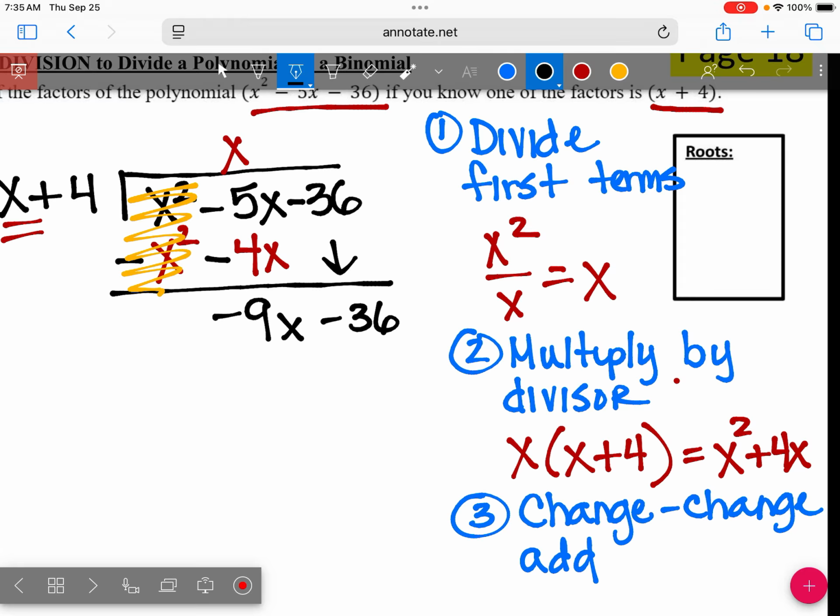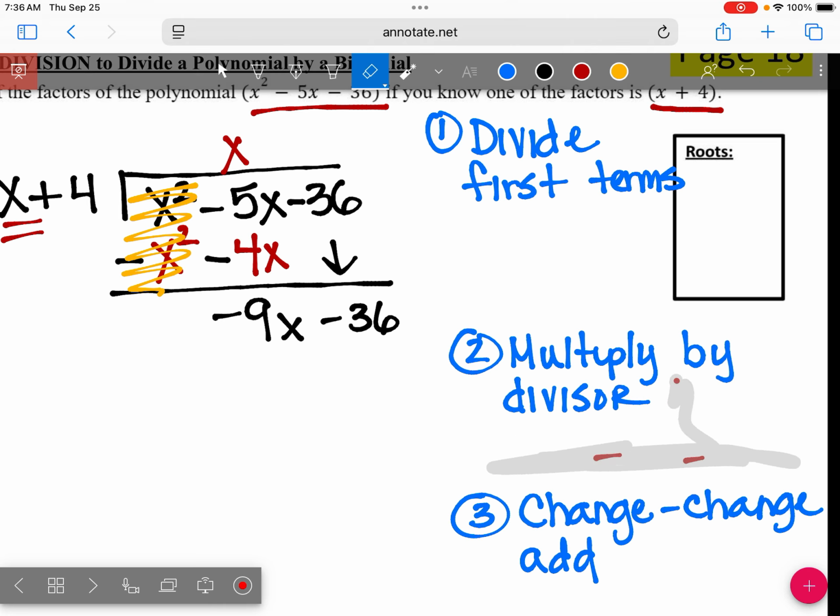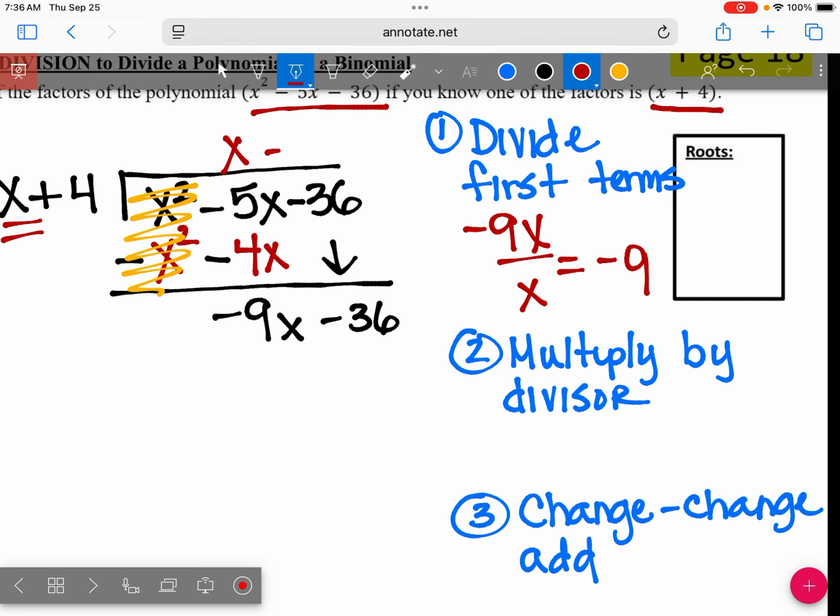Again, we're going to start by dividing our first term. I'm going to erase this because I don't have unlimited space, and I'm just going to write it. If you can fit it next to it, just fit it next to it. Now my first term is negative 9x. So we're going to take the negative 9x and divide that by x. What do you think we're going to get? Negative 9. Thank you.